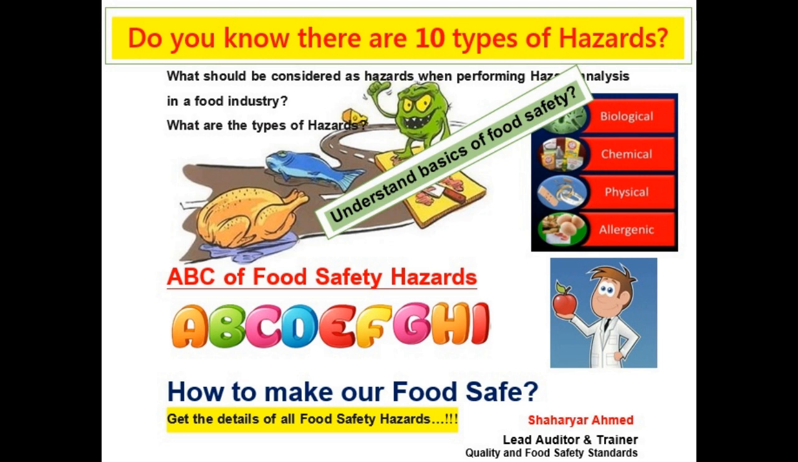Today the topic of my video is types of hazards in food. I will give you the short summary and explanation of all hazards in food which are, if present in our food, they make our food unsafe for consumption. We generally consider there are 3 types of hazards, but in this video I will give you the concept of 10 types of hazards in food in the light of different recognized standards, and this will give you the understanding that we need to control all these hazards in order to make our food safe.